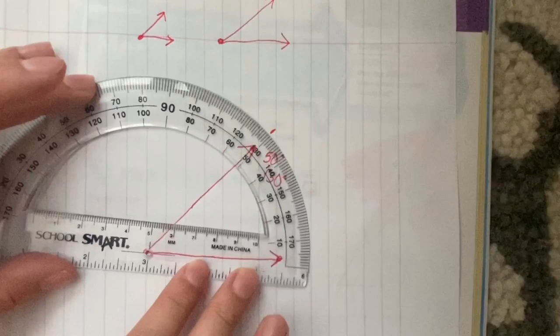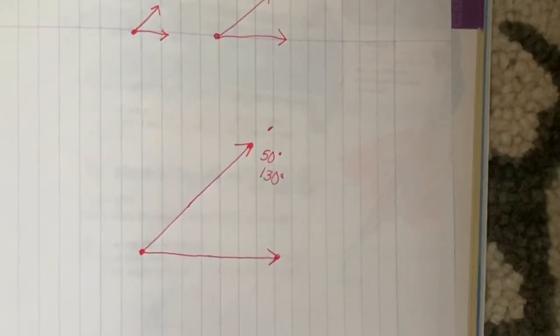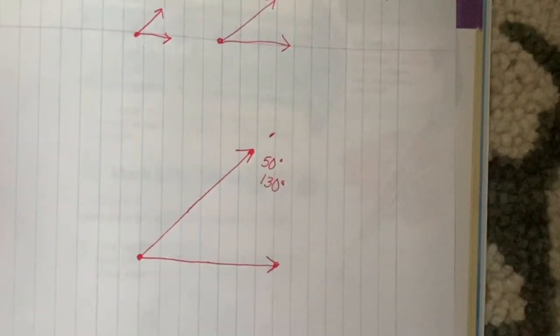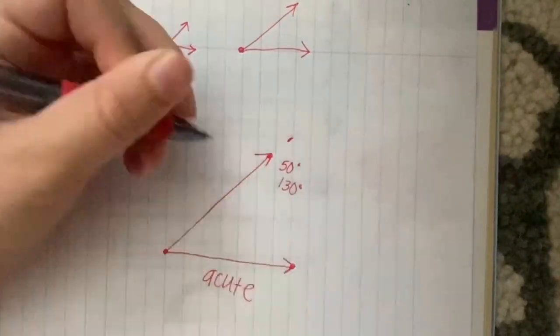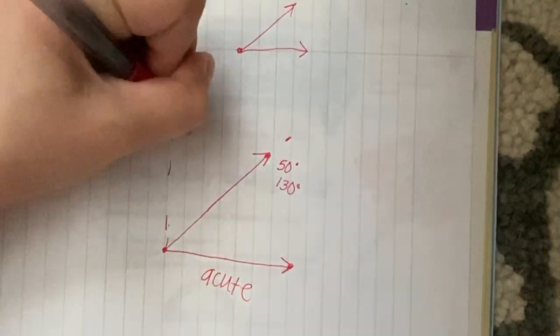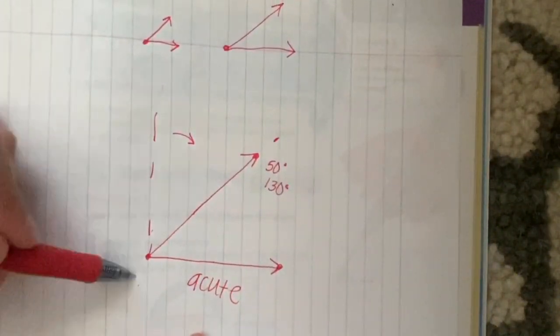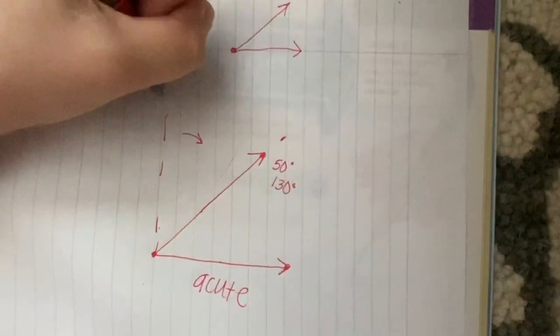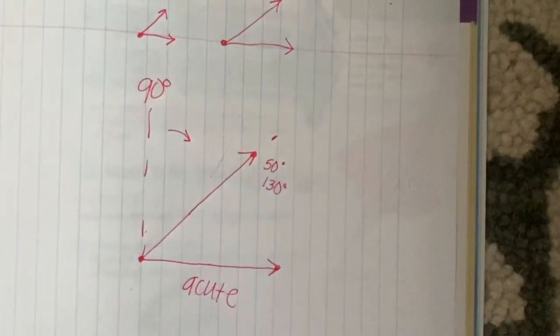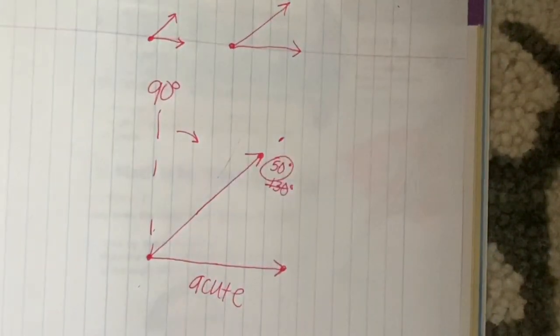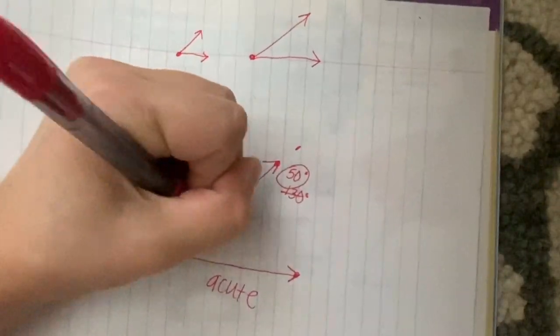But I'll tell you this. Look at this angle. Is this an acute angle, an obtuse angle, or a right angle? It's an acute angle. Remember, it's cute and little. It is less than 90 degrees. Here's where my 90 degrees would be. If it's less than 90 degrees, is it 50 degrees or 130? It's 50 degrees, okay? This angle measures 50 degrees.